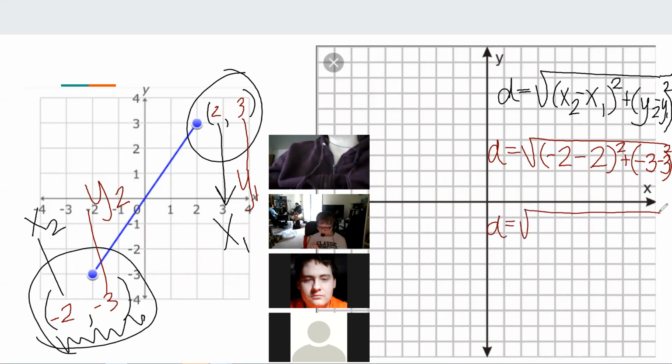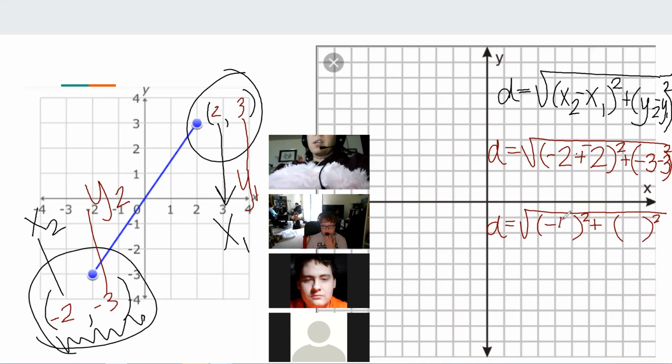Okay. So now we've got to simplify. You could totally just type this all into Desmos like that, by the way. But we're not going to do that. What is -2 minus 2? What would that be? 0. If it was -2 plus 2, yes. Remember, -2 minus 2 is the same as -2 plus -2. That'd be -4. Very good. And what about -3 minus 3? -6. That's right.